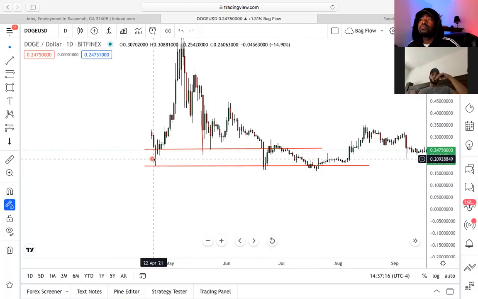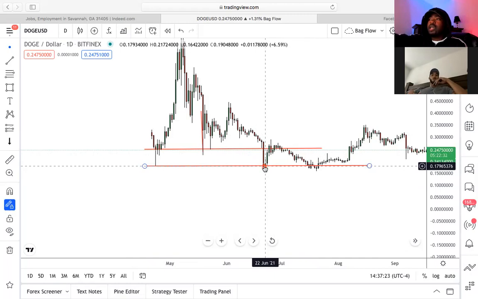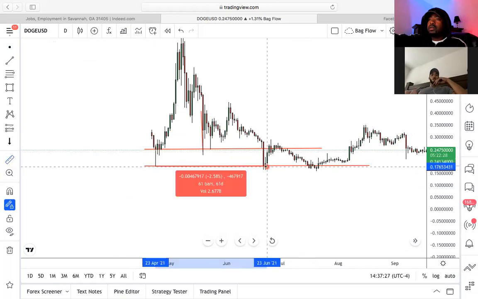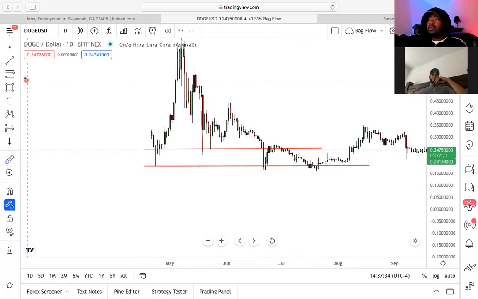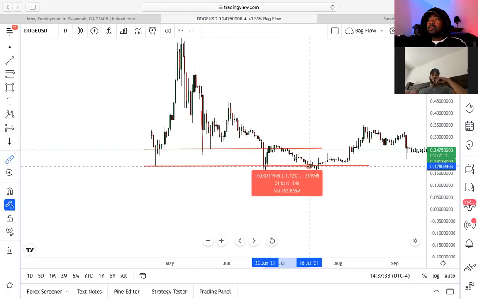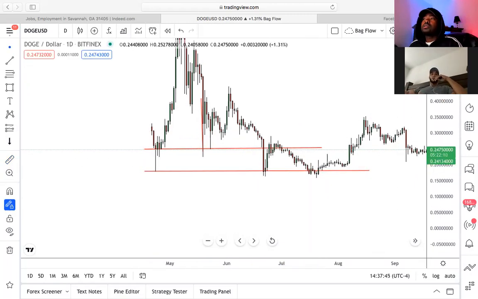That's from the 26th to the 21st of June. From there to the next time it retested, how many days over to the right? That was 59 days. Okay, go to the next retest. 24 days. So what I'm giving people is the long-term perspective, the long-term vision, because everybody wants to try to get rich quick in this crypto.